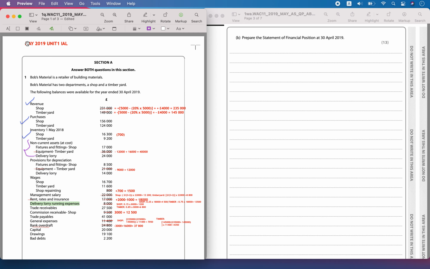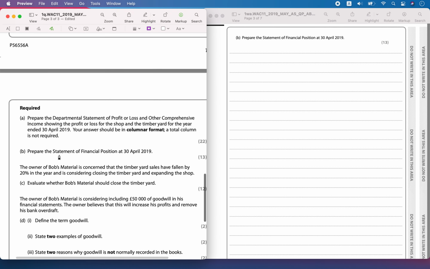Hello, today we are solving May 2009 Part B. Prepare the statement of financial position at 30th April 2019. This is a departmental profit.